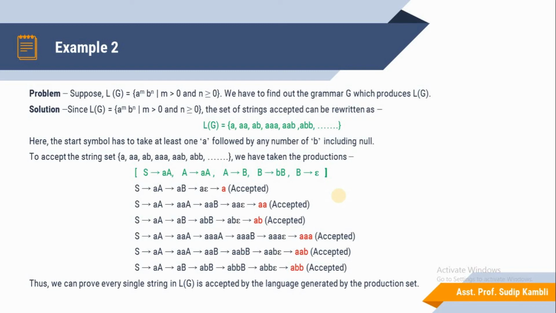So we can prove here that every string of the language of G is accepted by the language generated by the production set. Hence in the grammar G, S, A, B are non-terminal symbols, a and b are terminal symbols, and S is the start state. The production rules are cross-checked, and they generate all the output strings of the language of the grammar.